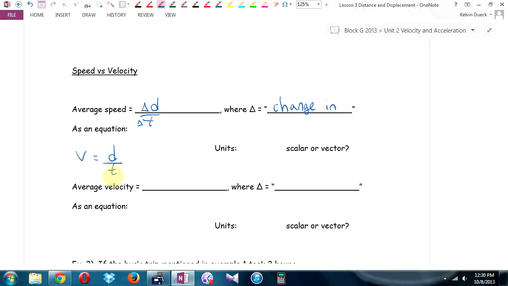What would the units be? What do I measure distance in? Meters. What do I measure time in? Seconds. So the units would be meters per second, and it's a scalar.